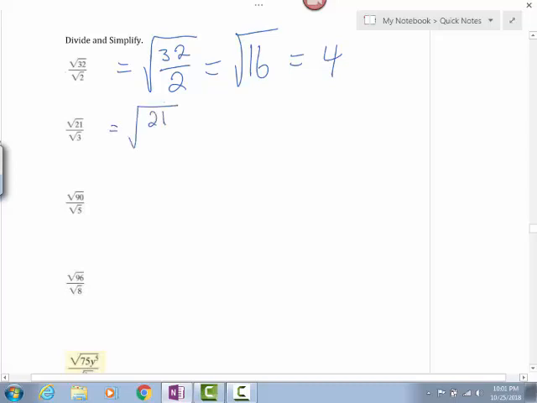Same thing here, 21 divided by 3. Well, 21 divided by 3 is 7. Now, 7 I can't break down, so my answer will just stay as the square root of 7. Okay.